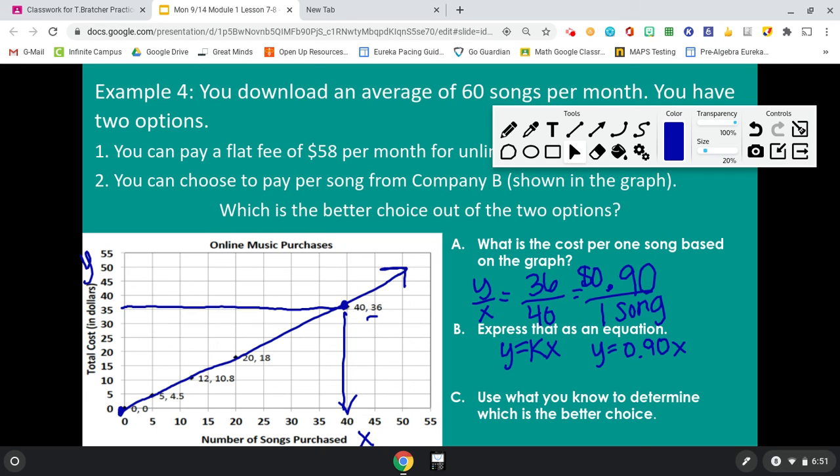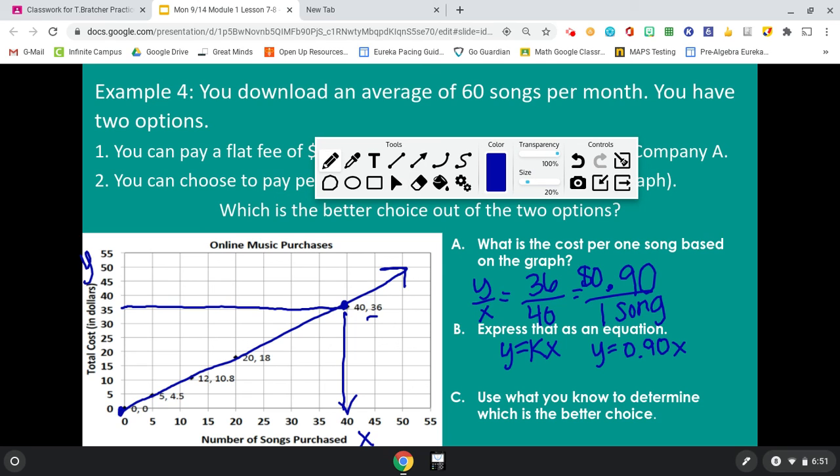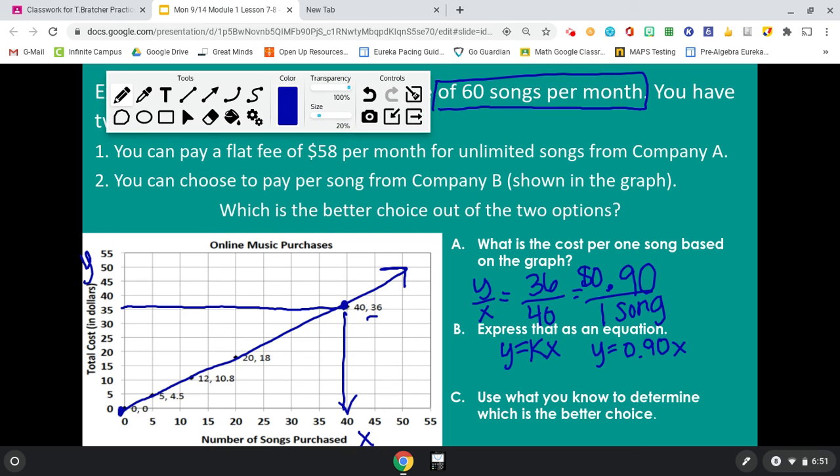And then part C, it says use what you know to determine which is the better choice. Okay, so let's think about it. It says an average of 60 songs per month. My other one, Company A, is $58, no matter how many songs you buy. So if you're getting 60 songs, Company A will cost you $58. So we need to figure out, if I chose Company B, how much would that cost me for 60 songs?